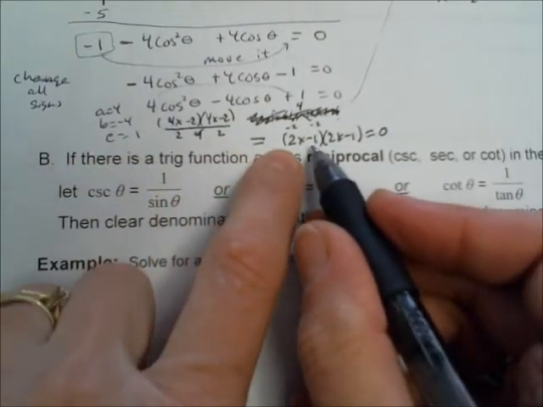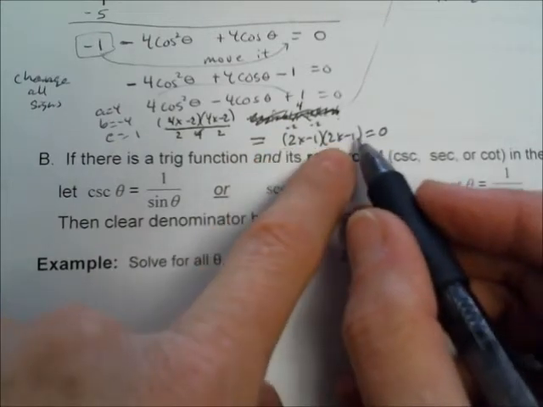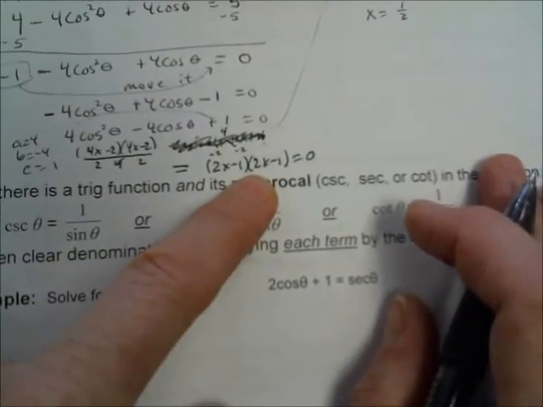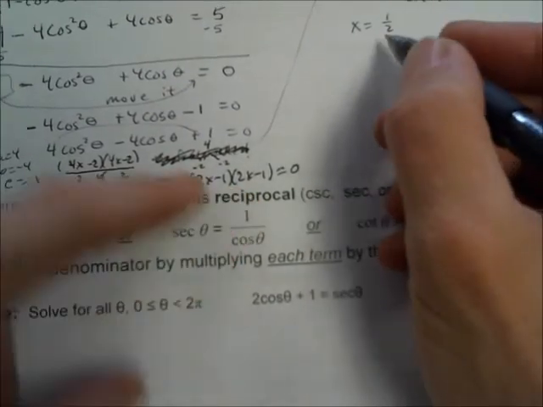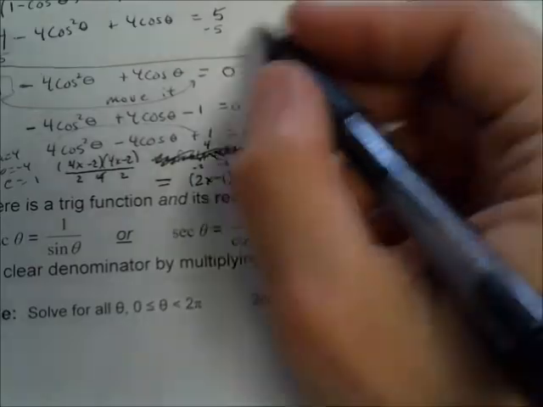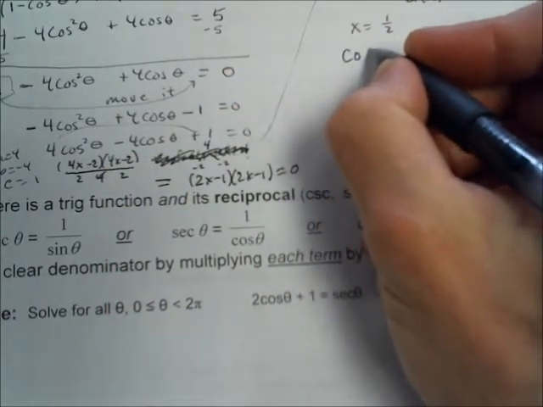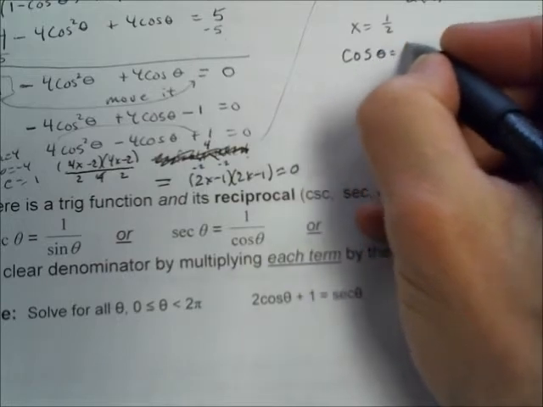So that means x equals 1/2 here, and x equals 1/2 here. So x is only equal to 1/2. You only have to write it once. So if x is equal to 1/2, well, what are we talking about? We're talking about cosine of theta. So it's not x, it's cosine of theta is equal to 1/2.